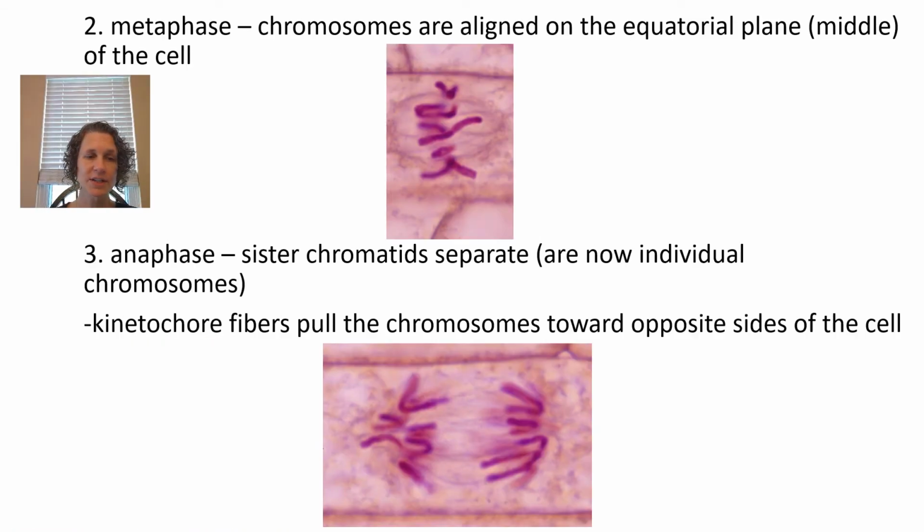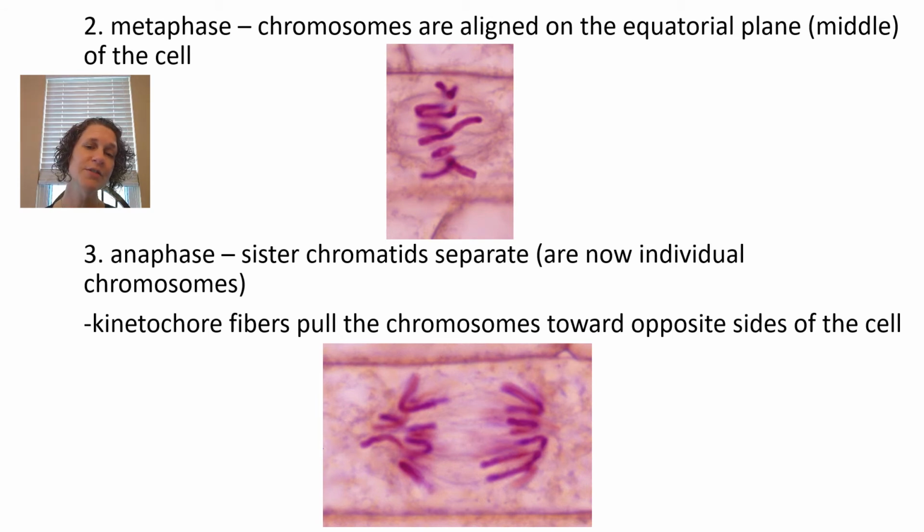Okay, so now the next two phases, we have metaphase, and in metaphase, the chromosomes line up on the equatorial plane. So they line up down the middle of the cell. I know they look kind of random still, but they line up right down the middle of the cell. This is the easiest one to recognize.